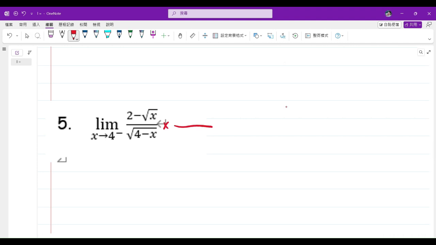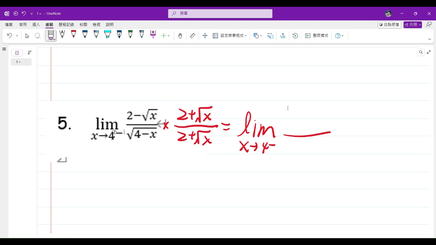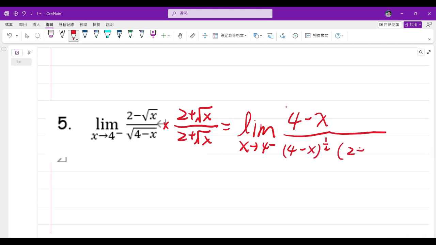So first you multiply by 2 plus root x over 2 plus root x. So it becomes the limit as x approaches 4 from the negative side. That is a plus b times a minus b, a squared minus b squared. So 4 minus root x squared is minus x. Okay. And the bottom, don't expand this. Just leave it in fraction. So this is 4 minus x to the half, square root is raised to a half. Okay. And then times 2 plus root x.